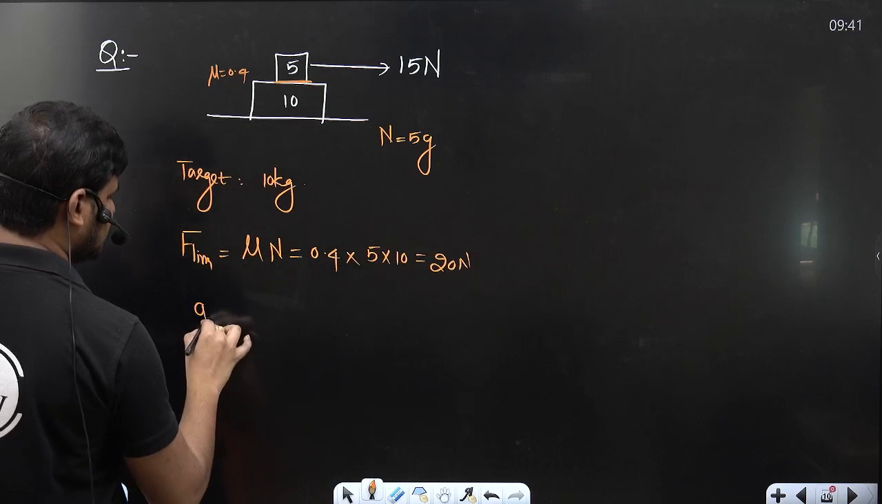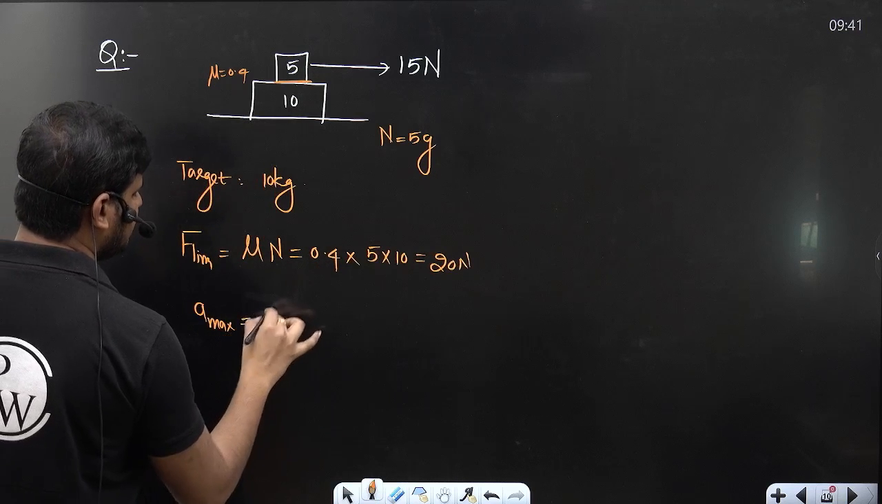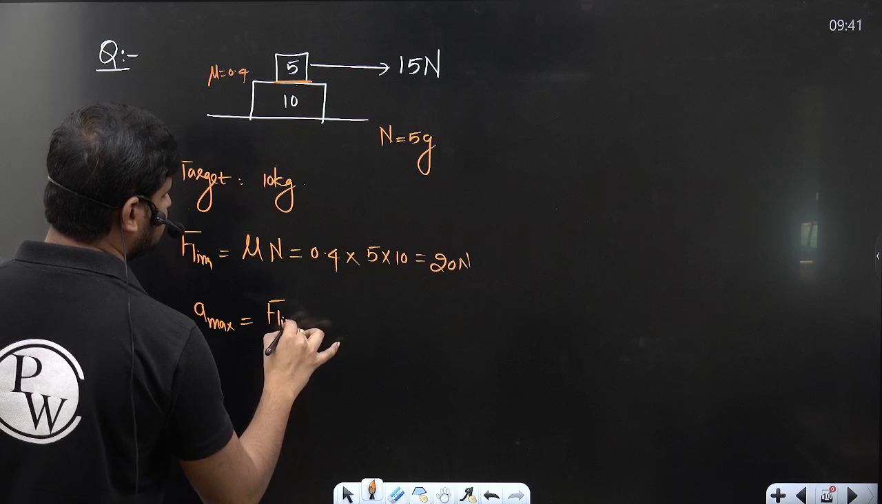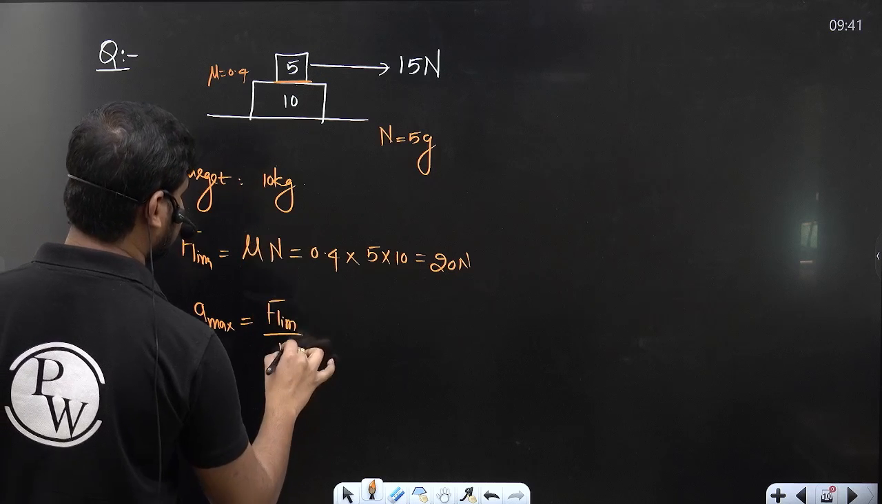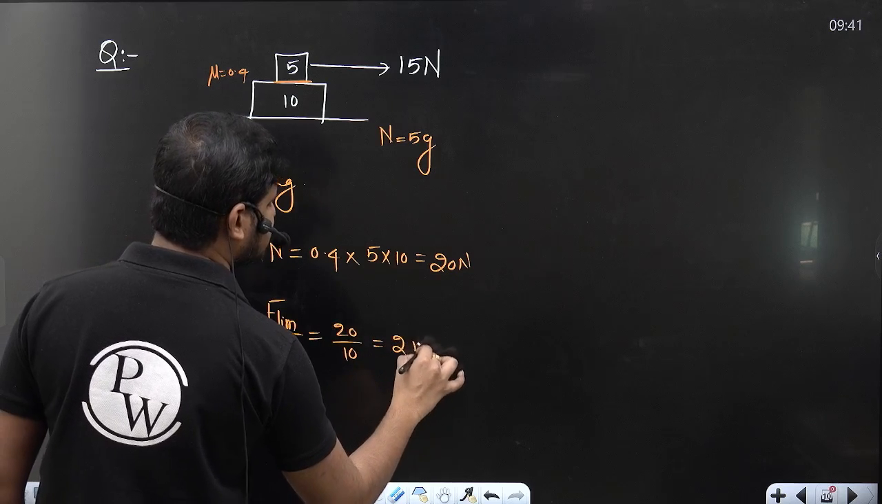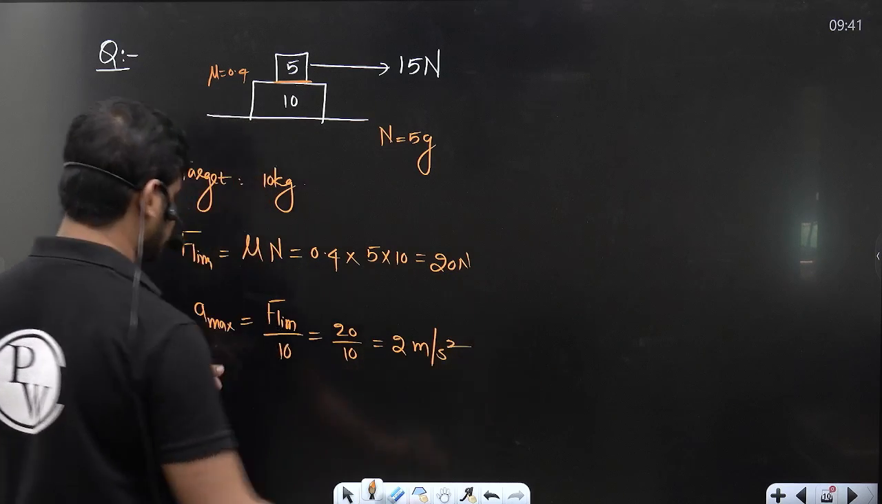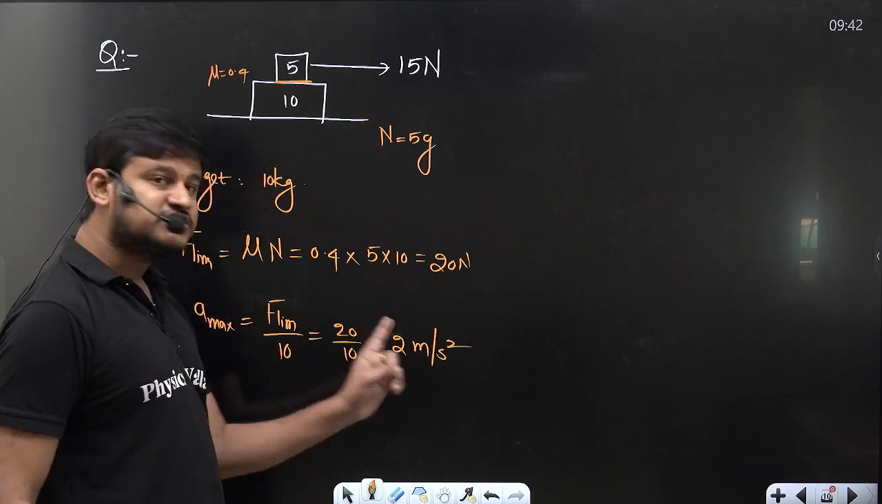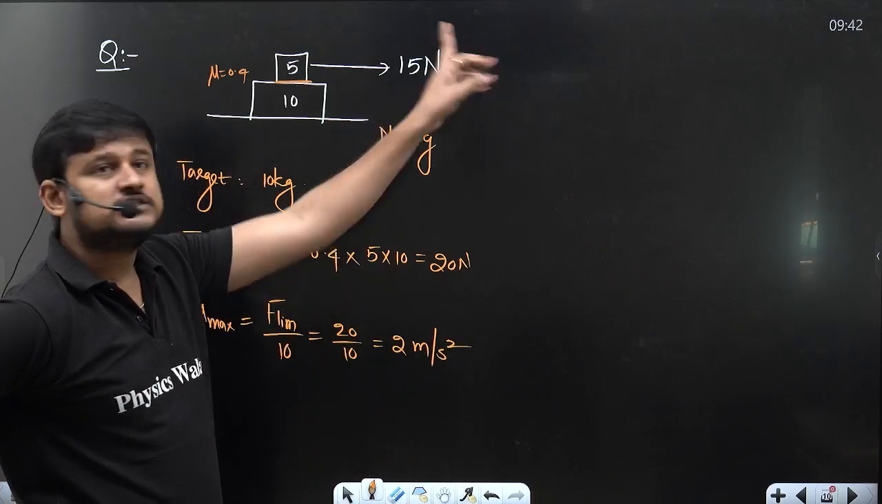Then find what is A max. The A max is F limiting by the target block mass 10. So which is 20 by 10, which is 2 m/s². This is the maximum acceleration. This maximum acceleration is to be considered when the force is maximum.